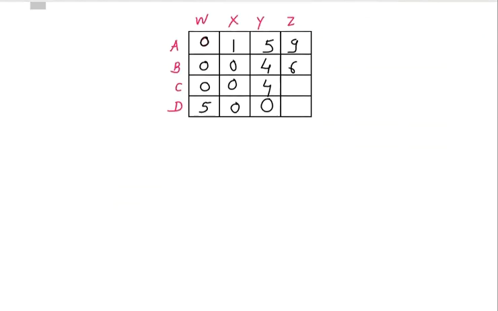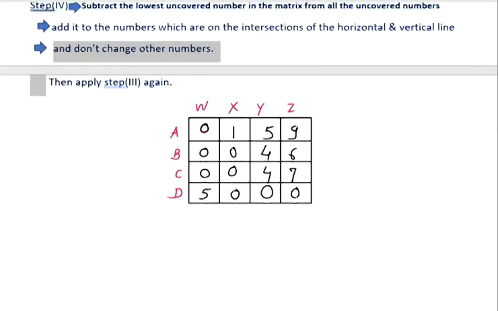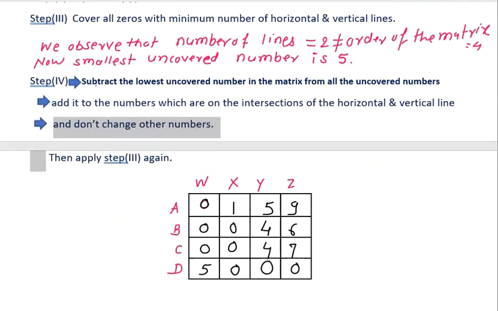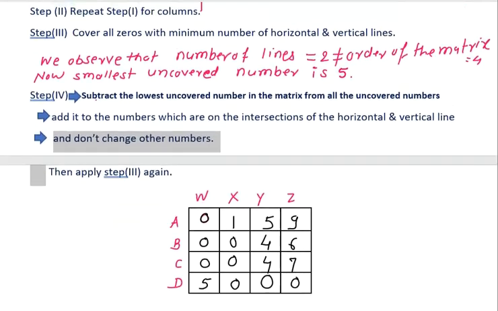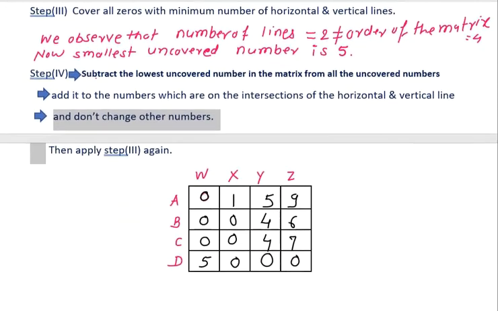So we have applied step number 4 to the cost matrix obtained in step number 3. Alright. So after applying step number 4, we have to apply step number 3 again.